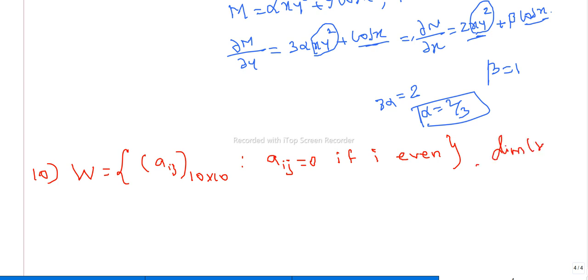What is the dimension of W? The first option is 25, second option is 50, third option is 75, the last option is 100. Okay. So what is the answer now?